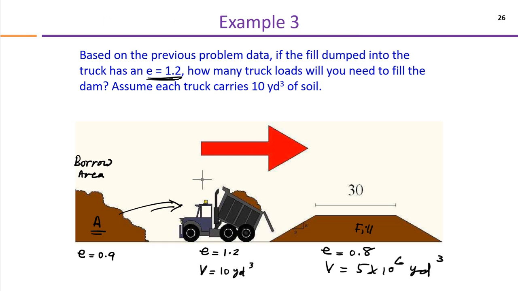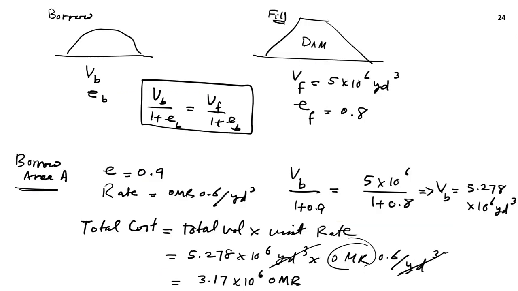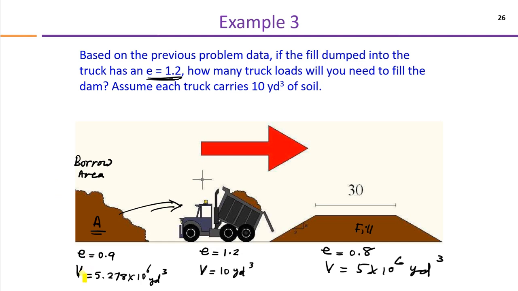We have calculated in our previous question the volume of this borrow area. If you go back and see the previous question, the volume of this borrow area was 5.278 times 10 raised to the power 6 cubic yard. This was the volume for borrow area A. This is the soil that has to be excavated from borrow area A. So this is the same volume that I have here. Now the question is how many truckloads are needed.